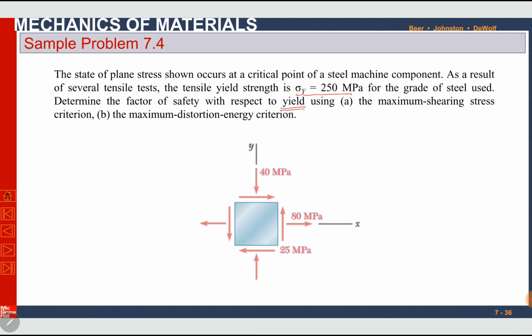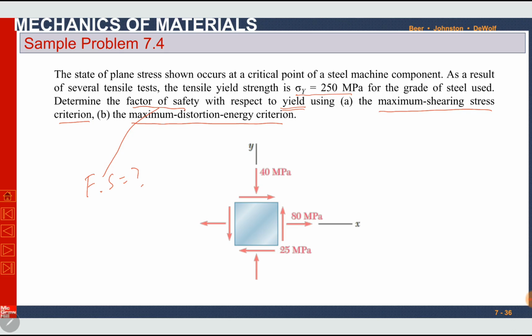With respect to yield means you have to apply the yielding criteria. Even if sigma Y is given, you can apply the yielding criteria. Maybe in a problem both of them are given, sigma Y and sigma UT and UC. Again, you have to see if it is a ductile material, you will use sigma Y. If it is a brittle material, you have to use sigma U. Okay, in part A, it is asked using the maximum shearing stress criteria. In part B, using the maximum distortion energy criteria, the von Mises criteria. What we have to find? Factor of safety.